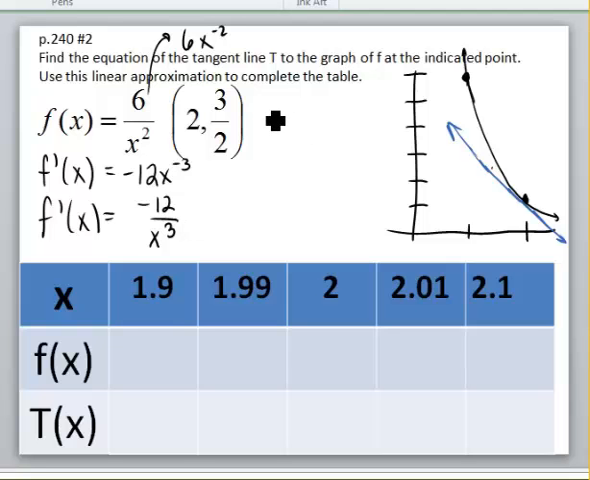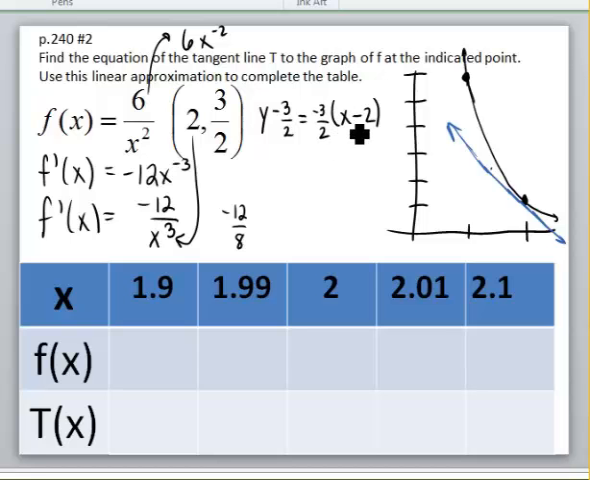So my tangent line to the curve will be y equals, or let me change that a bit. Let's put it in point slope form. y minus 3/2 equals, I'll go back and fill my slope in a minute, x minus 2. The slope is figured out by plugging in my 2 right here. The slope at 2 will be negative 12/8, which reduces to negative 3/2.